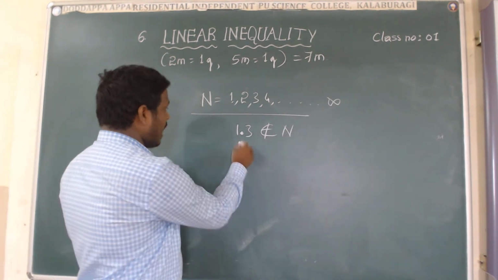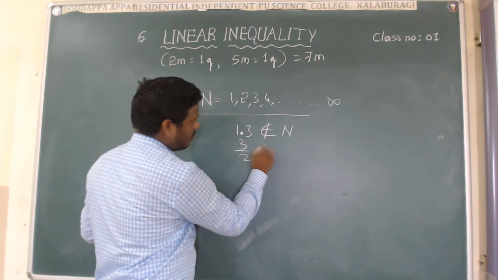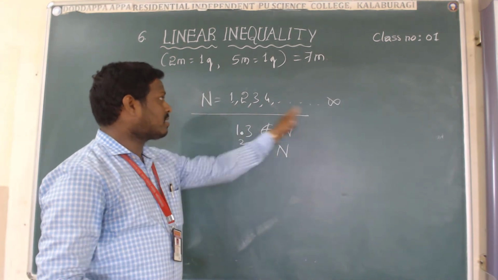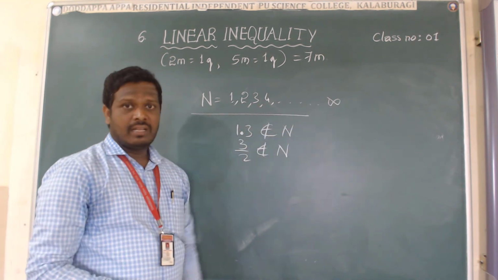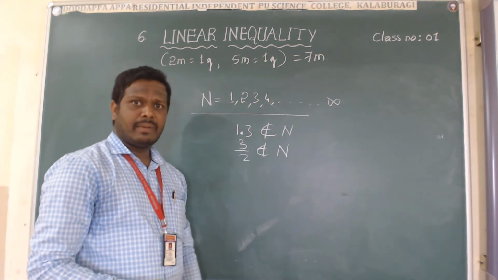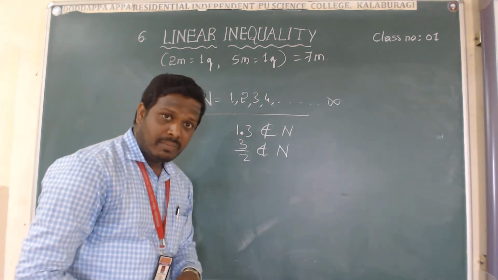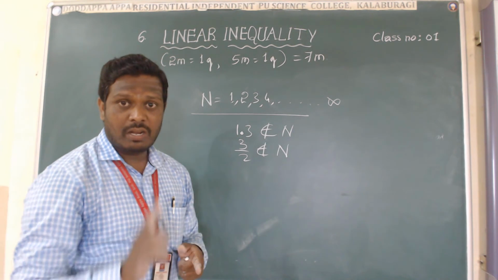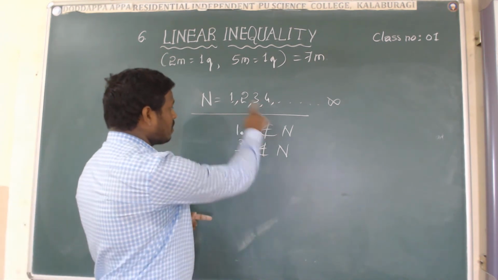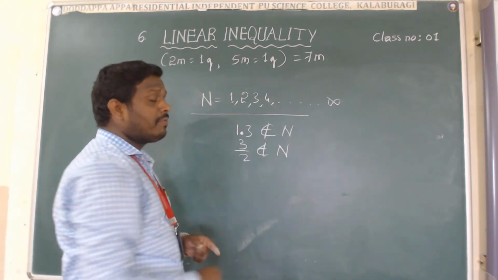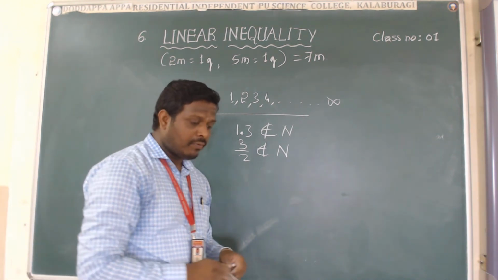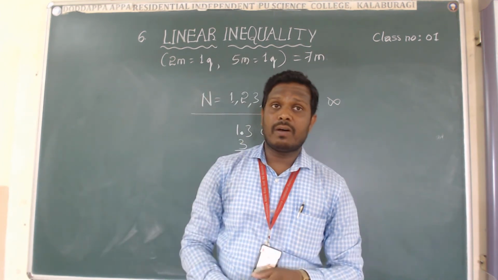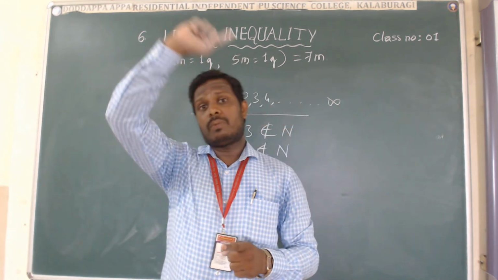Keep in mind, 3 by 2 also does not belong to the set of natural numbers, because there is no such number in this series, in this line, in these values. Getting my point? Decimal numbers, rational numbers, percentage numbers we can't see in the set of natural numbers. So don't consider these as numbers in the set of natural numbers. The natural numbers stand for all counting numbers. The natural numbers start from positive 1 to positive infinity.